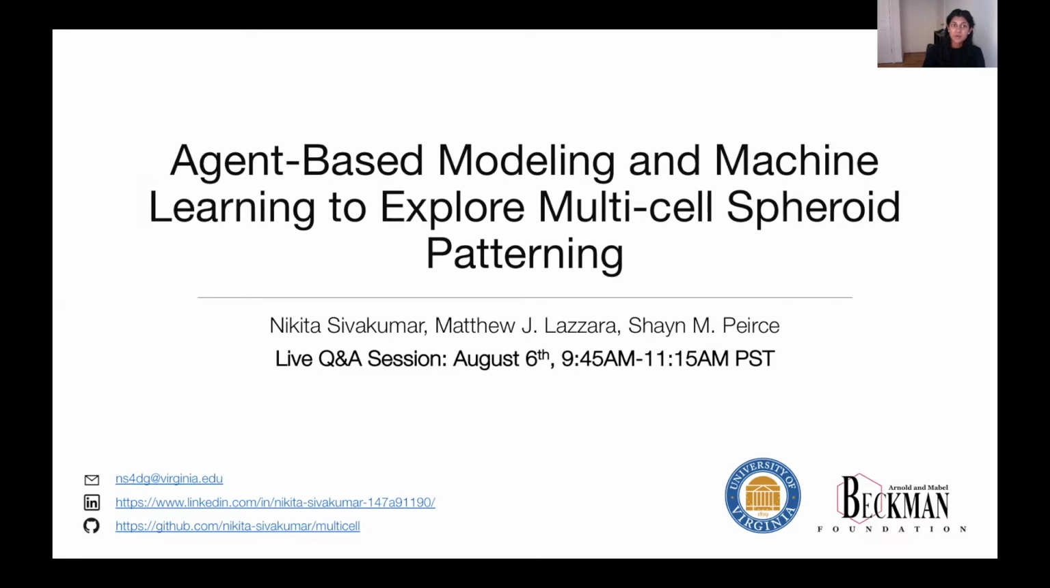Today, I'll be talking about my research using agent-based modeling and machine learning to explore multicell spheroid patterning. But first, I'd like to talk about tissue-level patterning in biology. Tissue-level patterning has been observed in a variety of developmental processes across many different organisms.